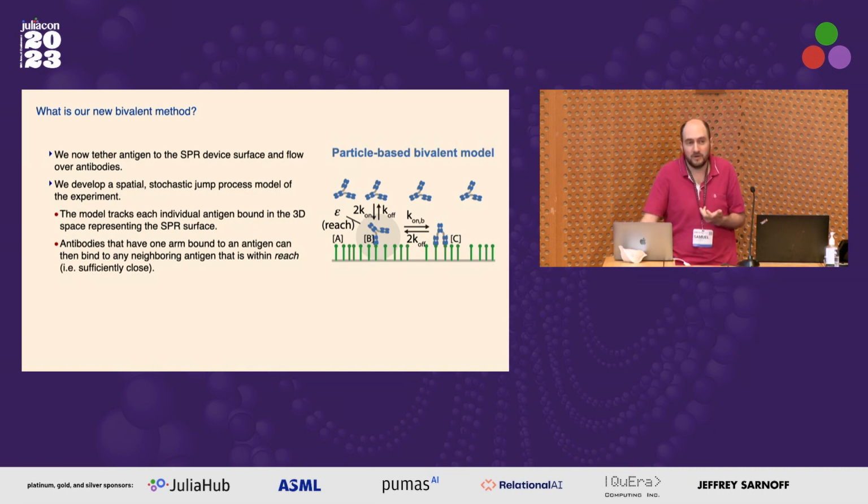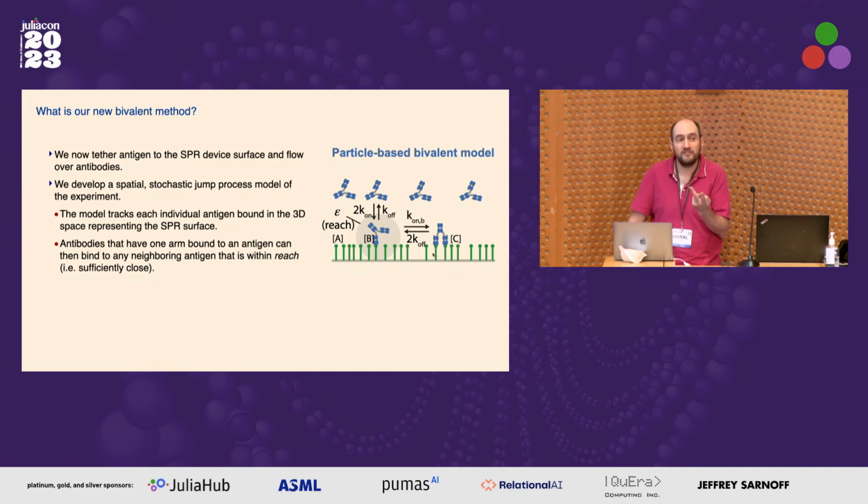So the new approach we're going to work out is what's called a bivalent experiment and model. And so basically we flip the experiment. Now we put the antigen, like the receptor binding domain, on the SPR device, and we flow over our antibodies. And now we have more information and a more detailed model. So we assume that there's the same on and off rate that an antibody can bind to an antigen and have one arm bound. So these should physically, we would think, be the same as what you'd measure in the monovalent. But then once it's bound, we assume that for all antigen that are close enough within reach, which I call epsilon, there's some rate K on B that it can bind those.